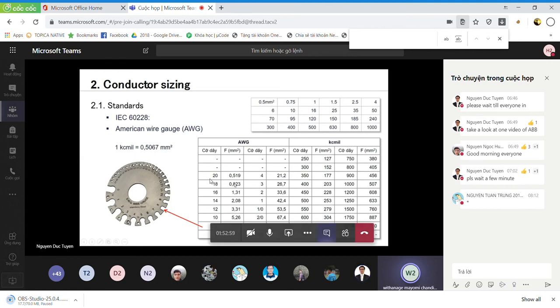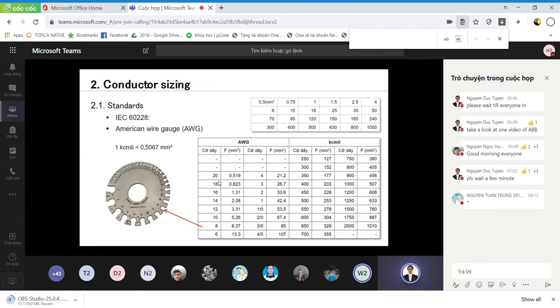Let's see what you have here. Yeah, might be explained a lot. You just listen to her, right? The gauge. Please answer his question, okay? Sorry, can you repeat it? He is asking you what the meaning of AWG is. AWG is the American wire gauge. It is about the standard of the gauge.